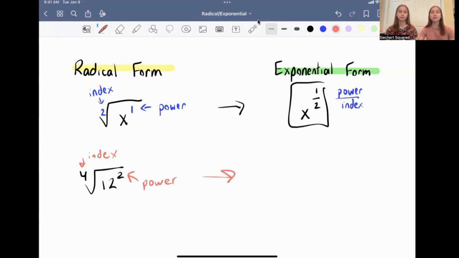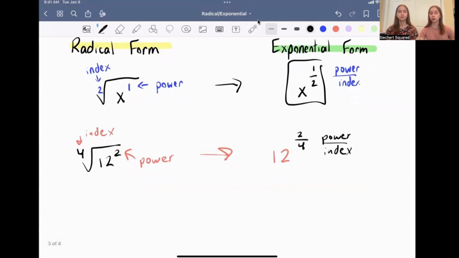So we're going to change this into exponential form. So just another way to write it, but same exact meaning. Instead of having our base be the x like it was for the top example, now our base is going to be that number 12. So we're going to have 12. And then it's still going to be whatever your power is over whatever the index is. We have our power of 2 and our index of 4. So you have 12 to the 2/4.